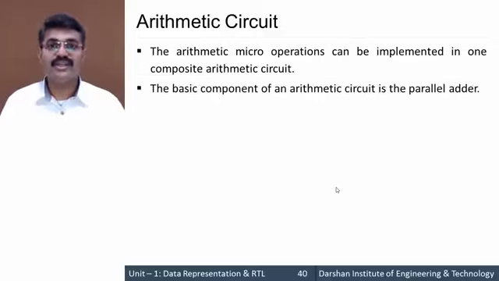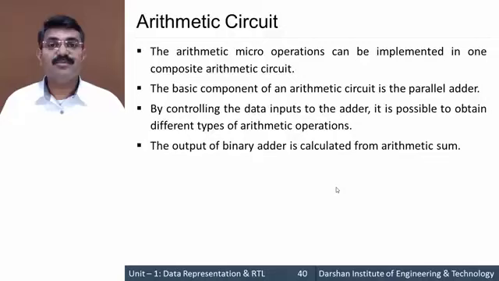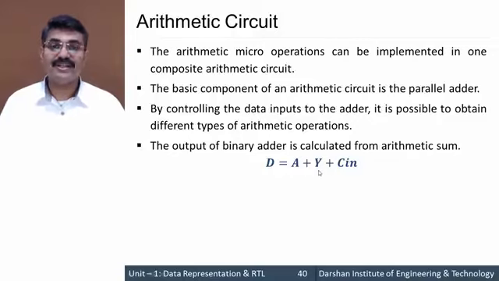For doing this we require full adders and we'll be putting them in parallel. So we require some parallel adders, and by controlling the data inputs to these parallel adders we will be getting different arithmetic micro operations. The formula for implementing those micro operations is D equals A plus Y plus C in. Here A is a fixed input but Y is a multiplexed input, so based on changing the value of Y we would be getting different outputs, so different arithmetic micro operations.